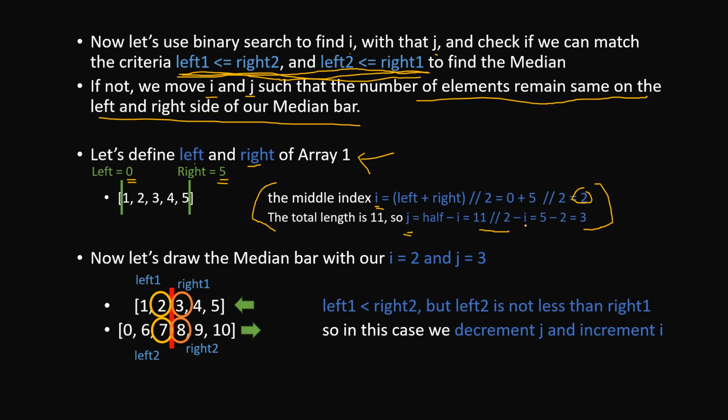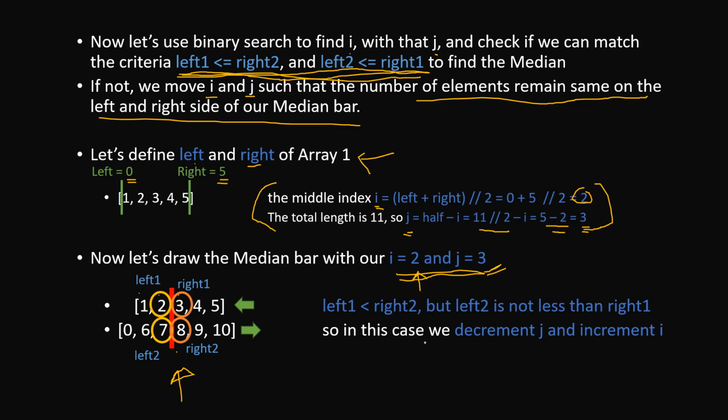So half is 5 minus i is 2, which is 3. So using this i and j value, 2 and 3, here is the redrawn diagram. Here's how we place our red bar. If you observe carefully, this is 0, this is 1, this is 2. The red bar crosses array 1 at index 2, and the red bar crosses array 2 at index 3. And now we check the condition here.